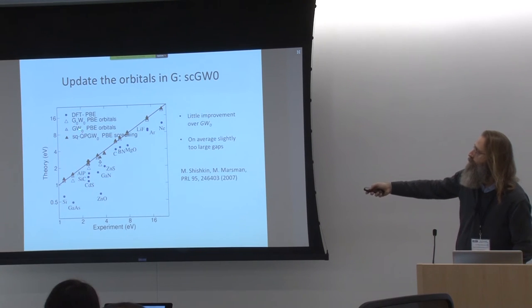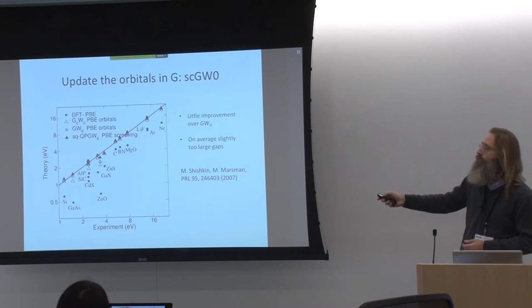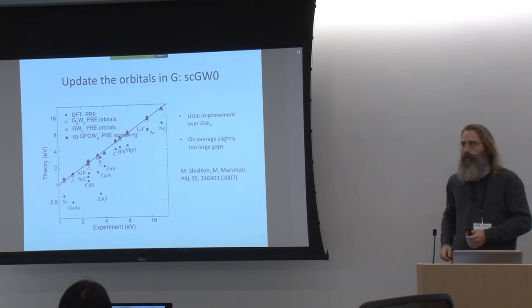So what do we do here? We update now the Green's function in its entirety, right? So not only the eigenenergies, but also the orbitals. And we see that in most cases, there's actually quite little difference with respect to GW naught, as we saw before.